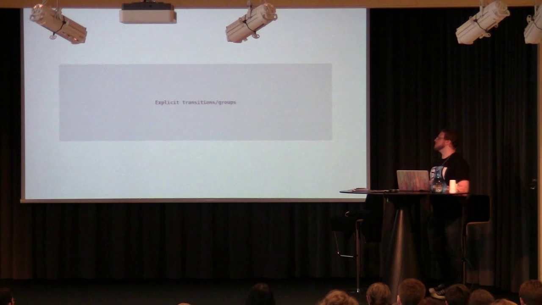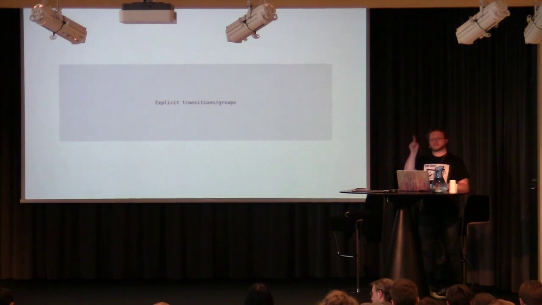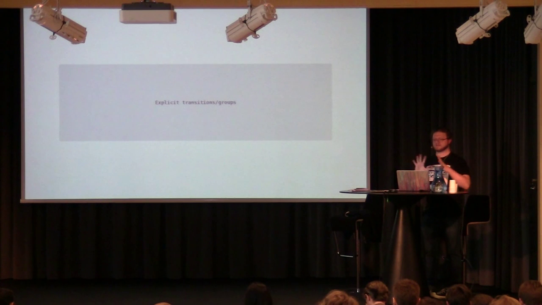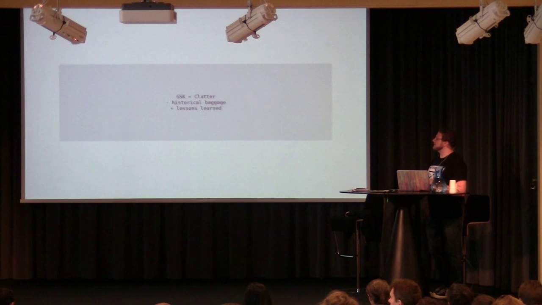This one might not be. I'm still kind of trying to figure out if there is a good case for explicit transitions. So an explicit transition is literally set all these properties at these values and then just start the transition and don't notify me and whatever. And doing this stuff as a separate object. If you are familiar with tweener in JavaScript or Flash, that's pretty much all that is. So at the end of the day, GSK, the scene graph toolkit, is Clutter minus historical baggage plus all the lessons learned.